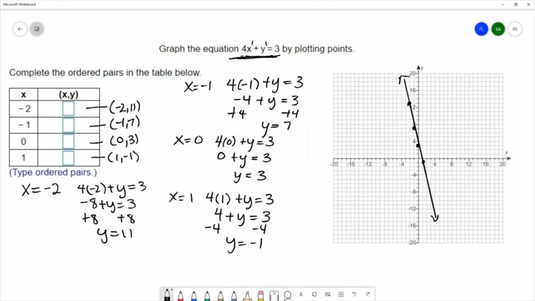So we've graphed the equation 4x plus y equals 3 by plotting points.